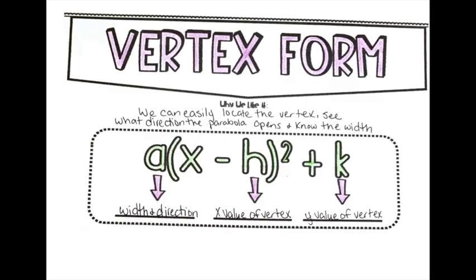All right? So the A still tells us the width and the direction. It still tells us if it's narrow or broad. It still tells us if it's pointing up or down. The H now tells us the axis, and it also tells us the X value of the vertex. The K tells us the Y value of the vertex. All right? So you can have the same 2 equations written 2 different ways. Same 2 functions written in standard form or in vertex form. All right? So let's look at what happens.